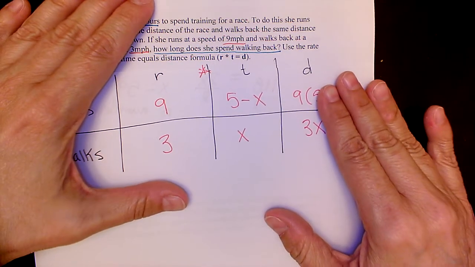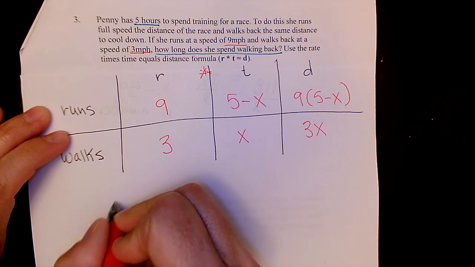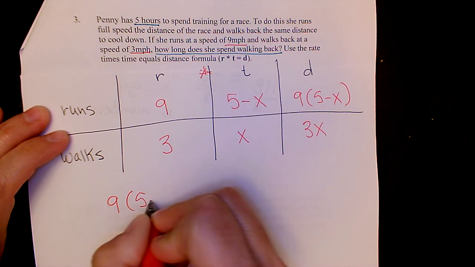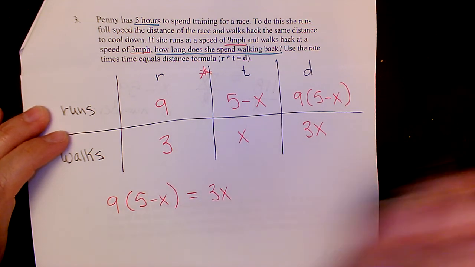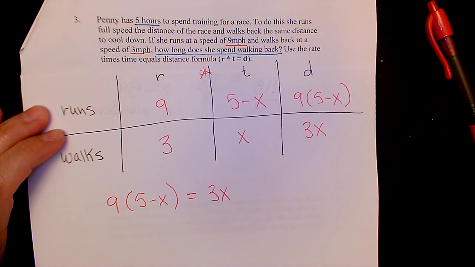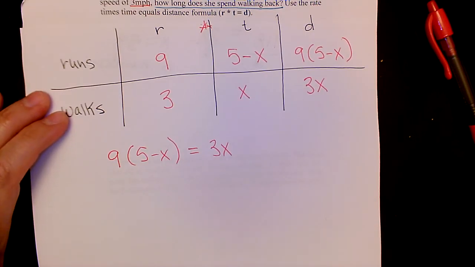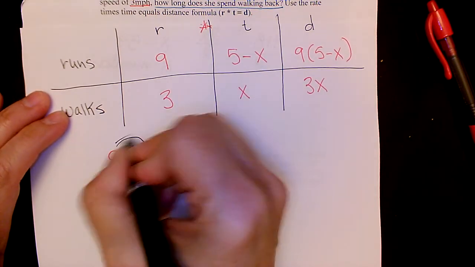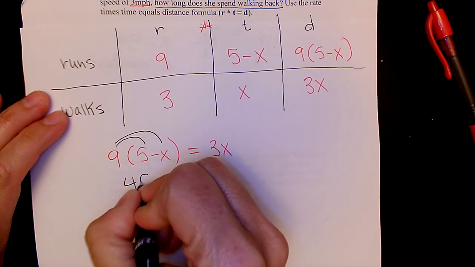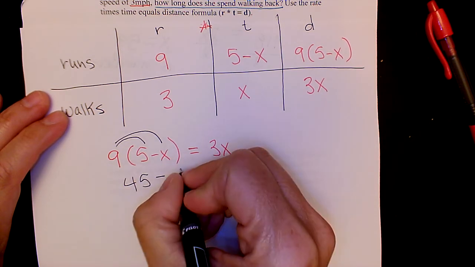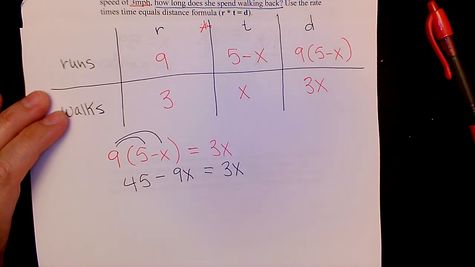I'm sorry I keep bumping this. So we can set these two distances equal to each other because it's the same amount of distance. And then we're just going to solve this like we did in chapter 2. We're going to distribute here first, right? So I get 45 minus 9x equals 3x.